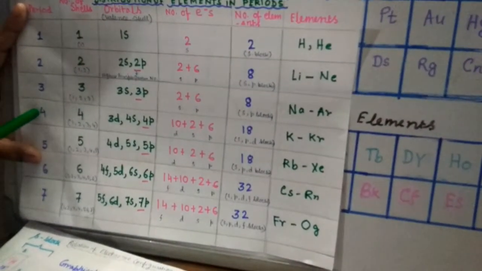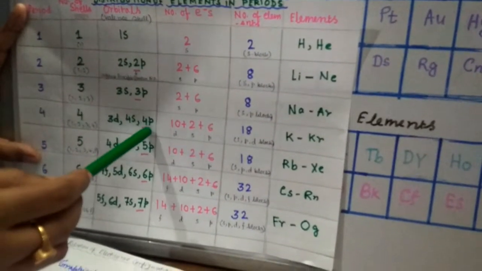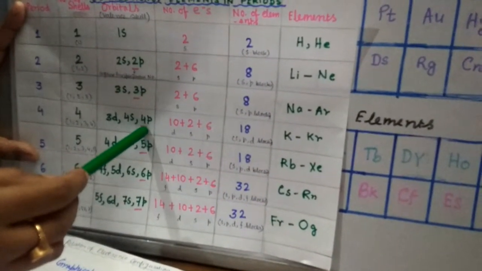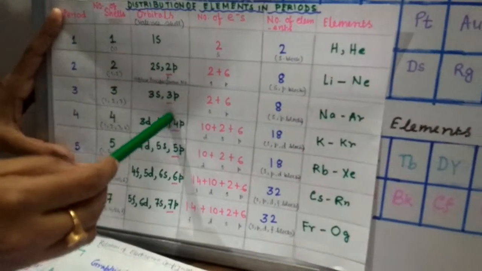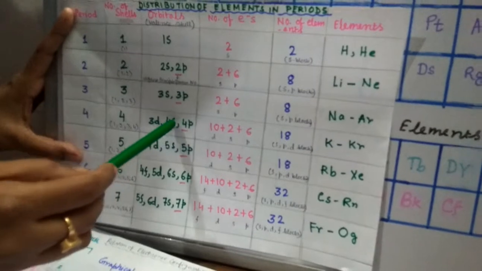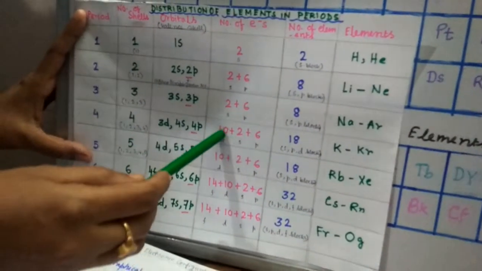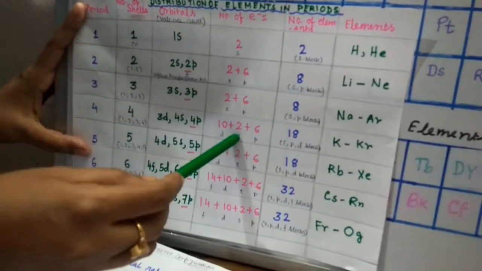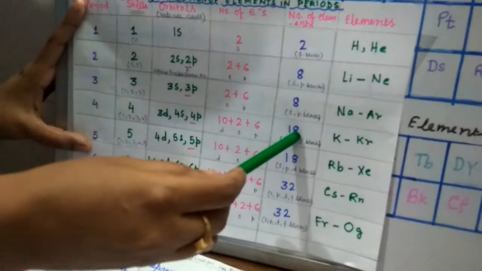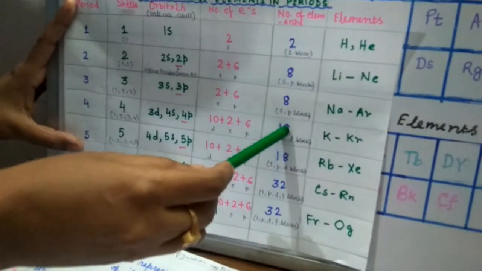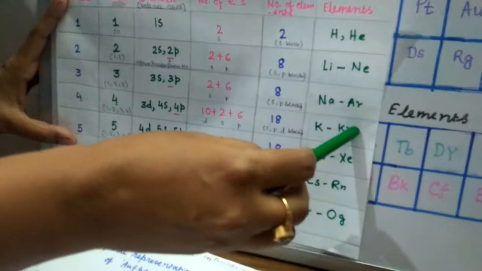Then coming to period 4, you see we have incorporation of 3d, then 4s and 4p. So the total number of cells will be 4, 1, 2, 3, 4, and this 4 also indicates the highest principal quantum number present here. So in 3d we have 10 electrons, and then in s we have 2 electrons, and in p we have 6 electrons. So 18 elements will be added. So it will be potassium to krypton.